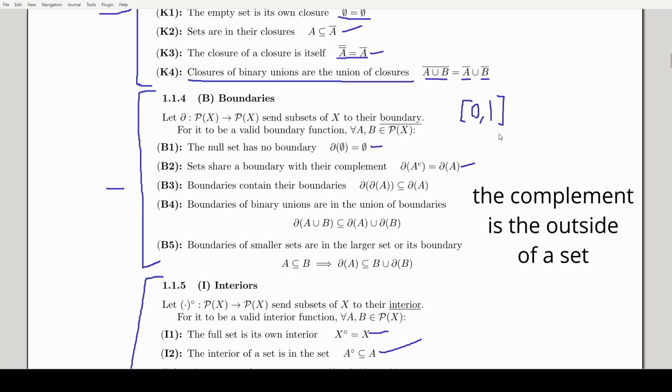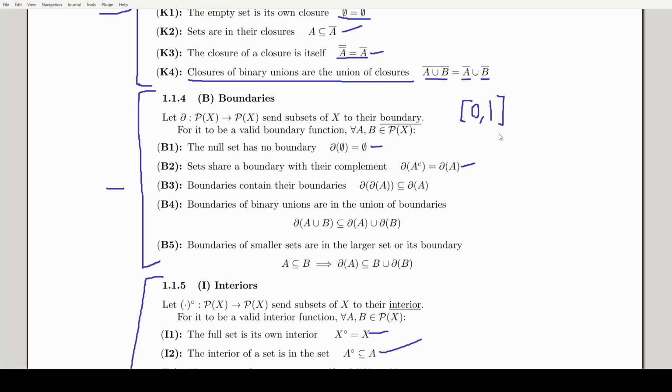Sets share a boundary with their complement. So it's the boundary. It's got to be the stuff touching the inside and outside. So it's also touching the outside and inside. Hopefully you get that because I don't know how to explain it better than that.